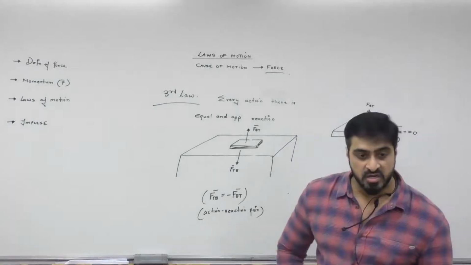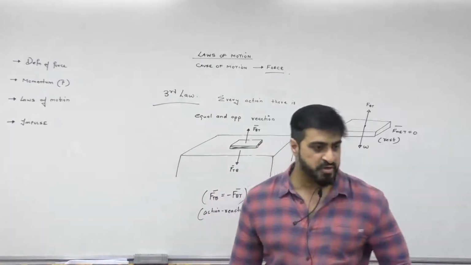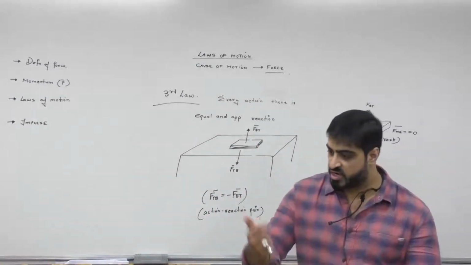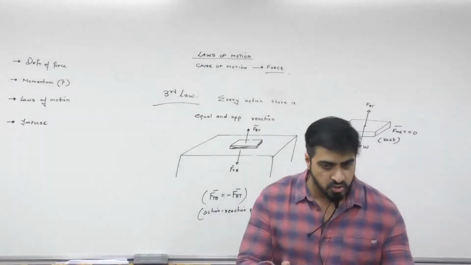One more example. Horse cart problem. You've seen a horse cart at Nariman Point, right? The horse pulls the cart with 1000 Newton. The cart also pulls the horse with 1000 Newton. How does the horse move forward then?